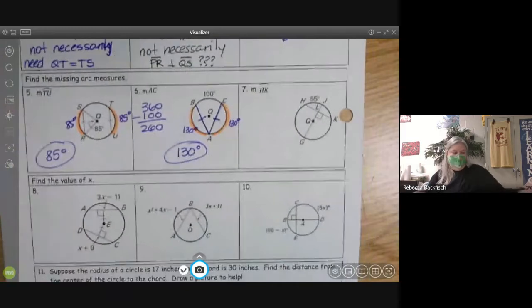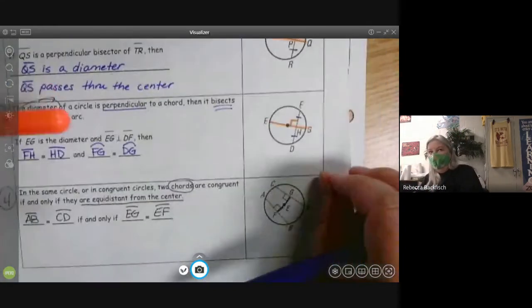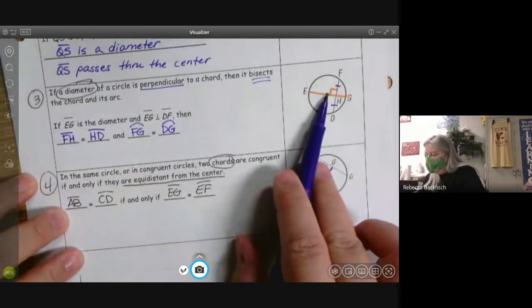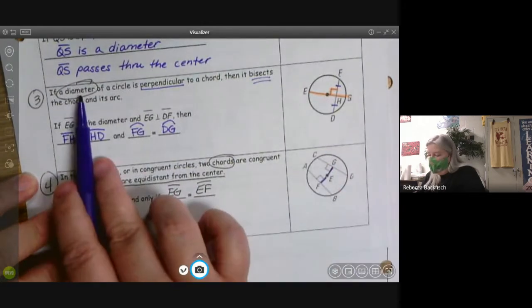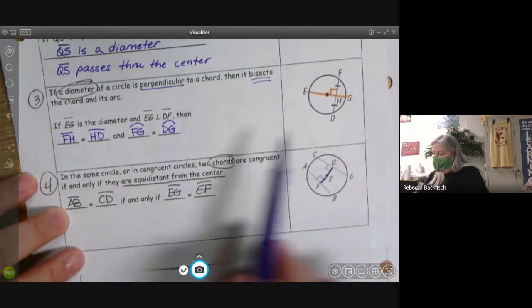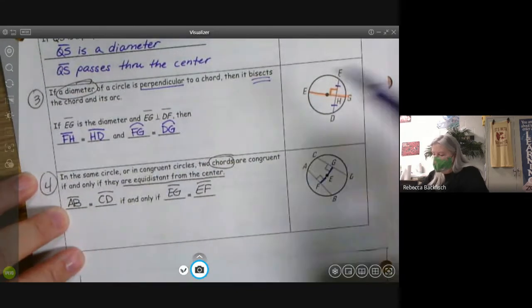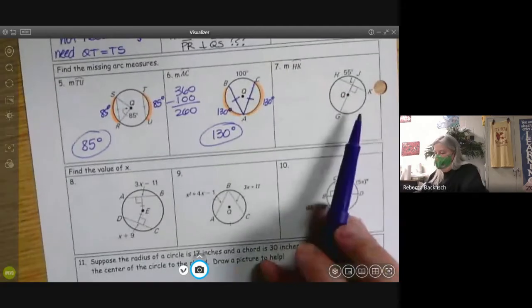Okay, number 7. Goes with this one right here. If we know we have a diameter and we know it's perpendicular, so basically that means I see this dot and I see the right angle symbol. Those are the 2 things I'm looking for. If I got the dot in the middle and the perpendicular right angle, then I know that not only are these 2 pieces of the chord the same, but also remember those 2 pieces of arcs are the same. So that's what we're using here.